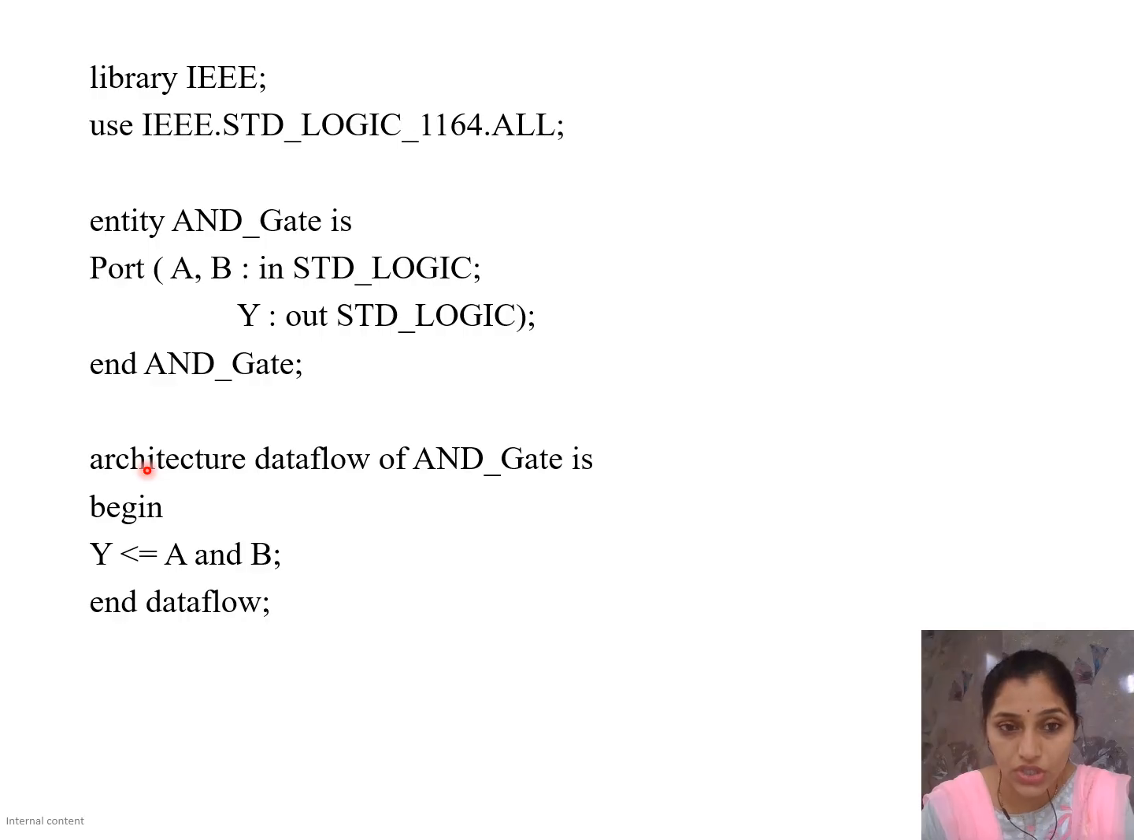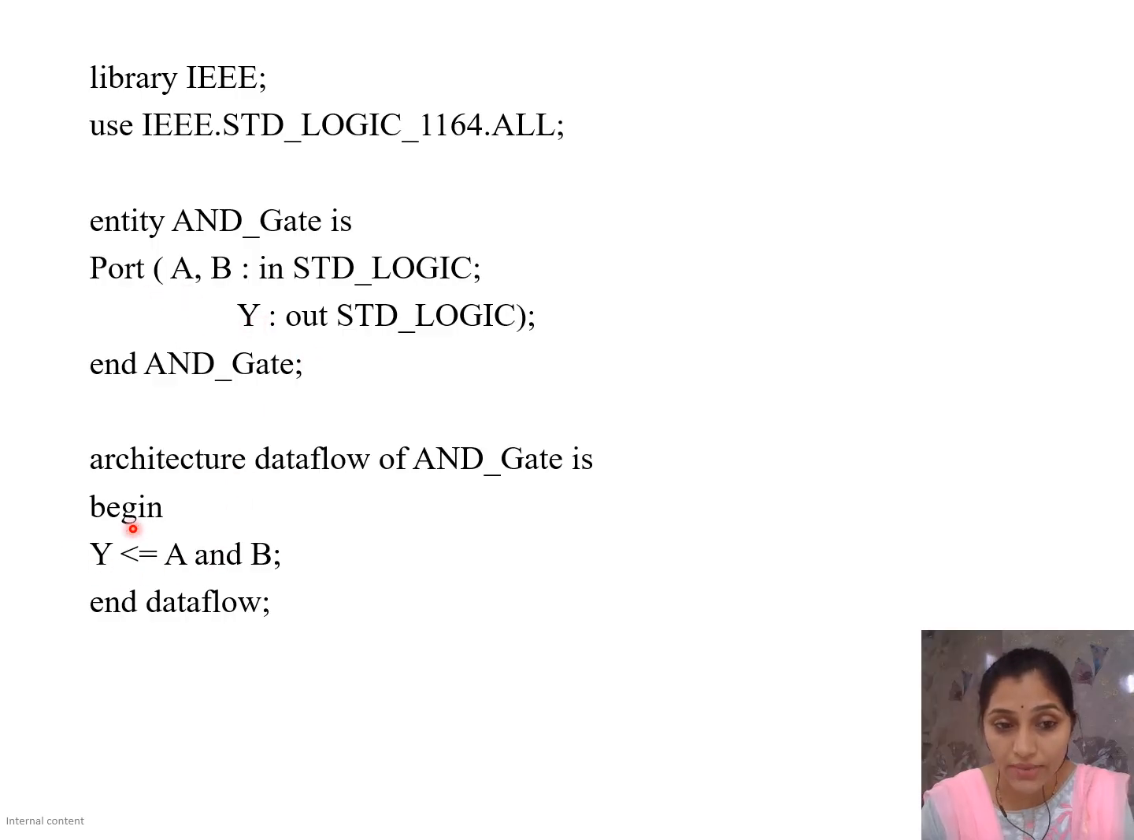Then comes the actual behavior of our circuit, and the architecture does that. The first word is architecture, then the architecture name. When we write an architecture, we use three modeling styles: dataflow, behavioral, and structural. You can assign any name to an architecture, but generally we use the modeling style's name as the architecture name. I am writing this architecture for this entity, so I must mention my entity name, so that I can use the data objects A, B, and Y.